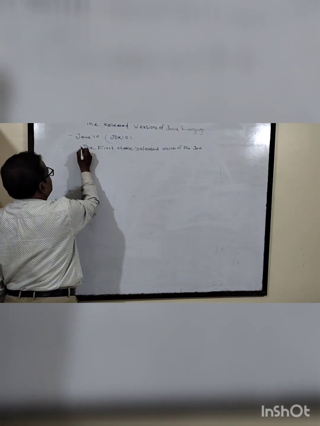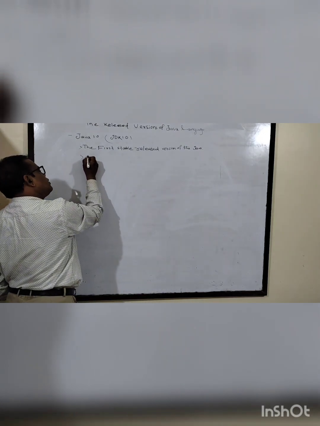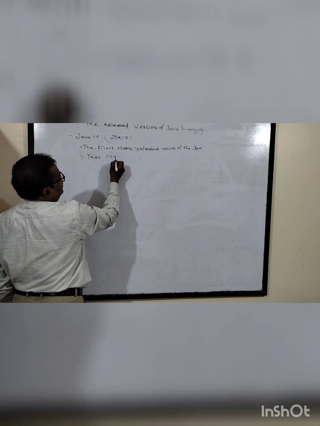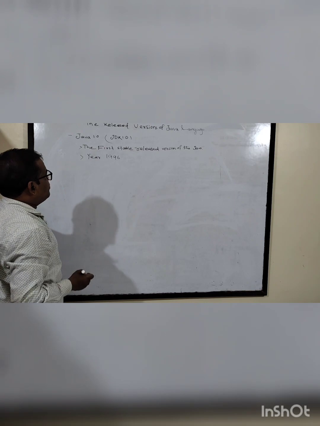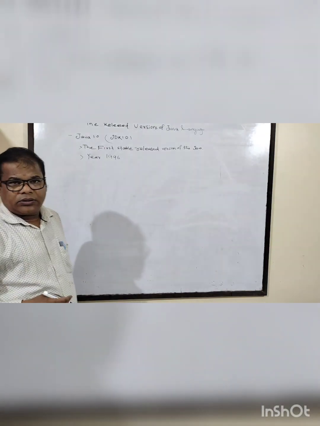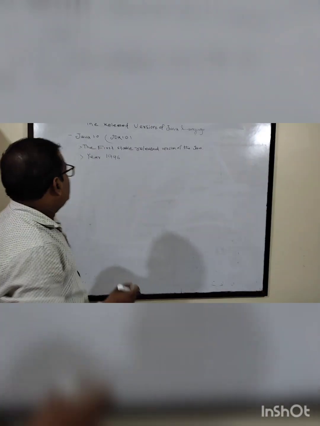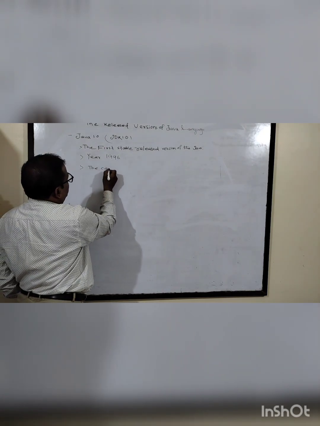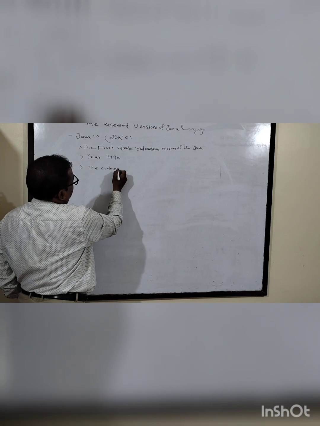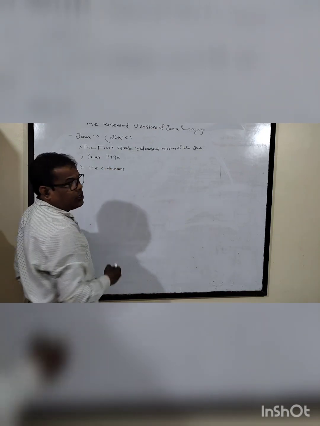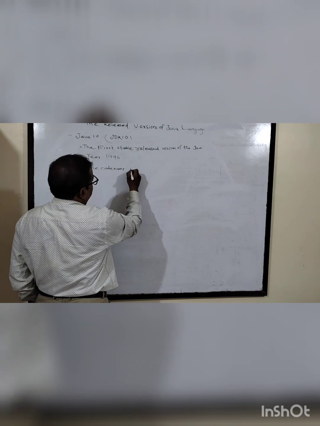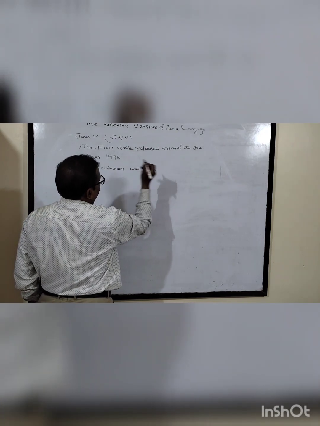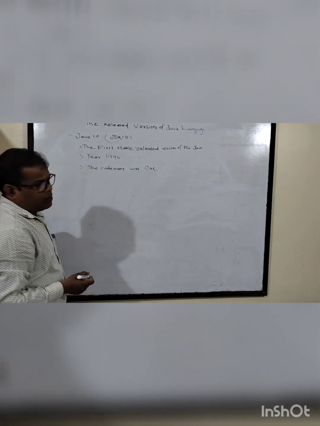And in the year 1996 this version is released, and the code name for this first release version was Oak. So this is a very important point that we should discuss.